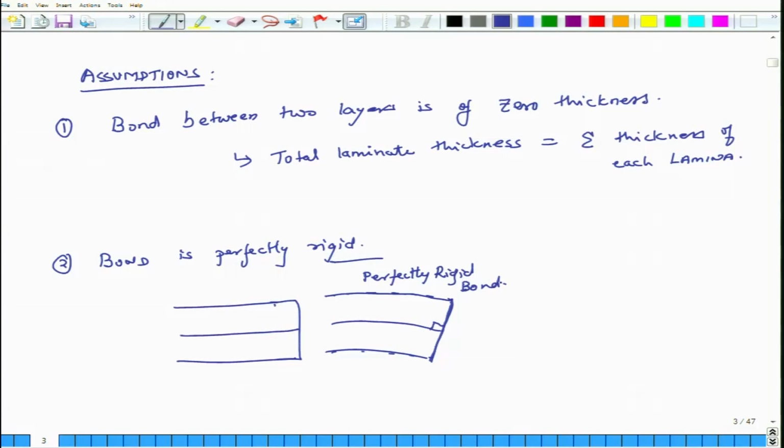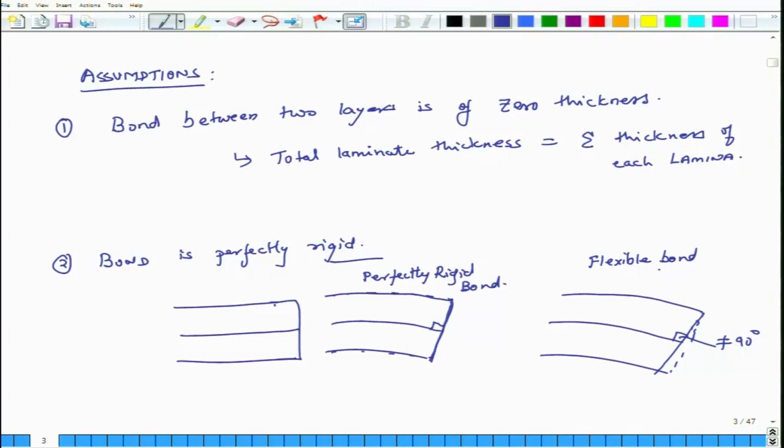Okay. If the bond was not perfectly rigid and there was sliding being permitted, then the shape may not look like this. This would have been the ideal shape, but it may look something like this, and this angle may not be equal to 90 degrees. So, this is when a flexible bond is there at the interface. Okay. So, this is a very important assumption. Okay. So, a bond is perfectly rigid.